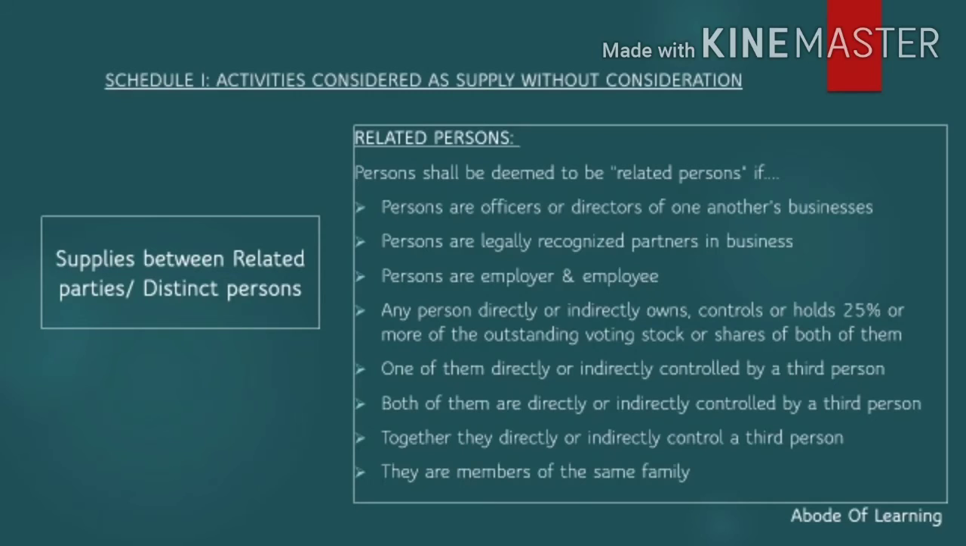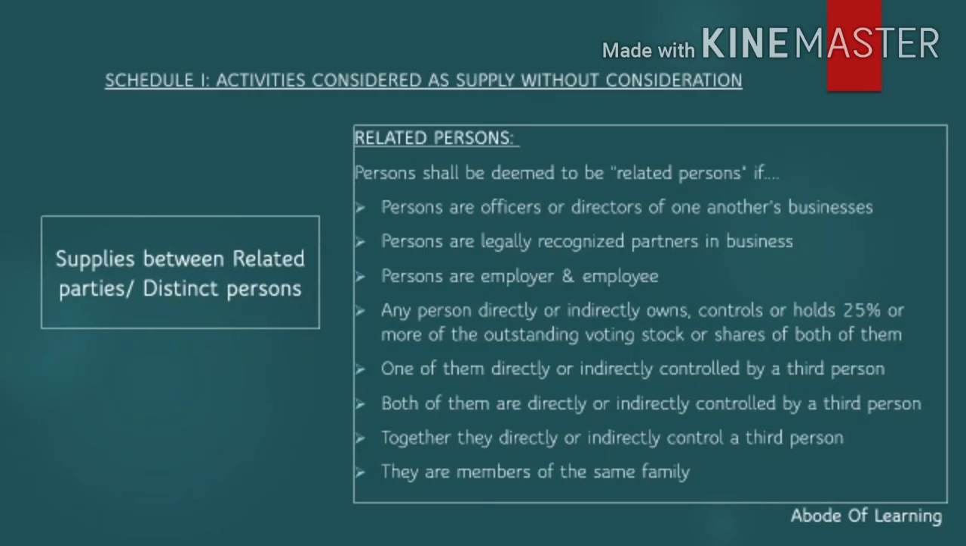So all of these, if any two people fall under these categories, then they are known as related parties. Means they can be employer and employee, they can be directors of each other's business, they can be partners, they can be people who have control on a third person, or who are controlled by a third person, or who belong to the same family. All of these are known as related persons.